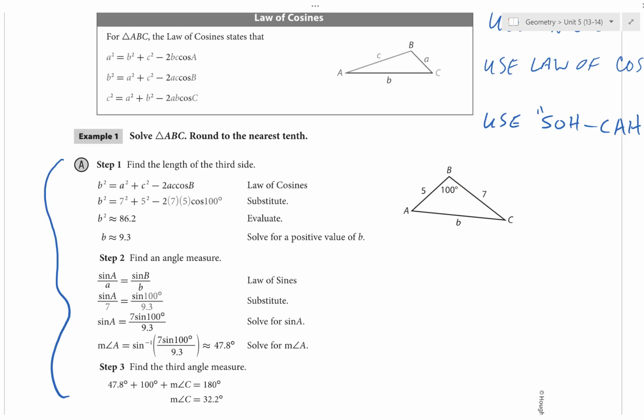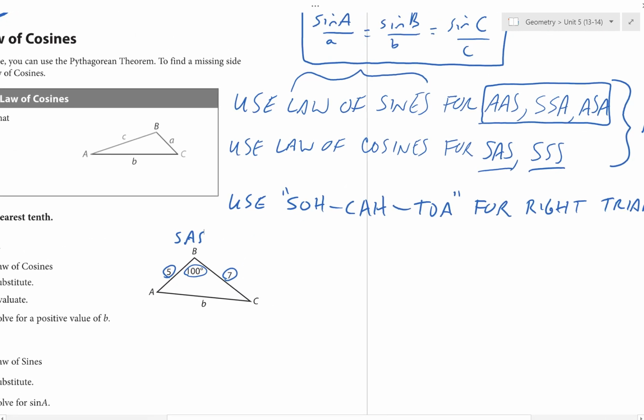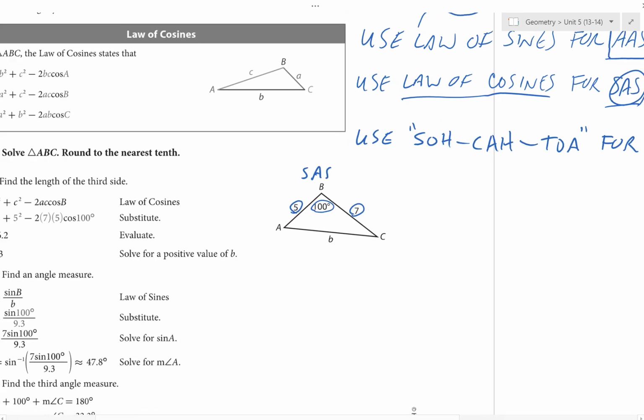Okay, so let's take a look at example 1 on that page. In this case, we're given two sides and the angle in between them, so that is SAS. And as we saw here in our notes, when we have SAS, that's when we want to use law of cosines.